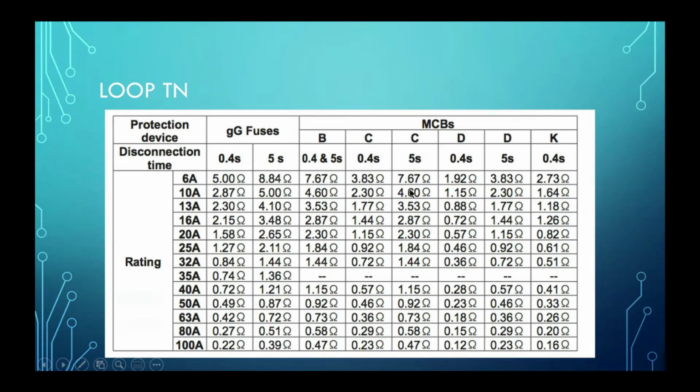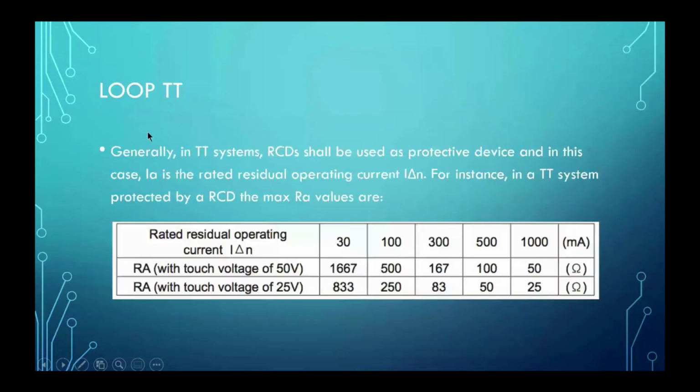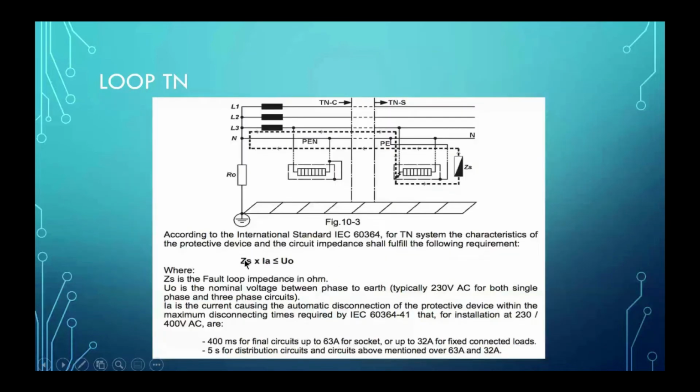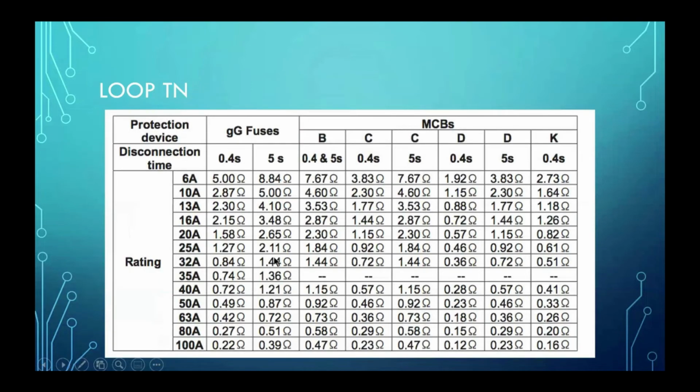This is a table. This is the ZS value, the maximum ZS value. Here, very easy. Here is the protection device, RCD or MCB. MCB has B, C, D types. For this connection time there is 0.4 seconds. This one you all know.